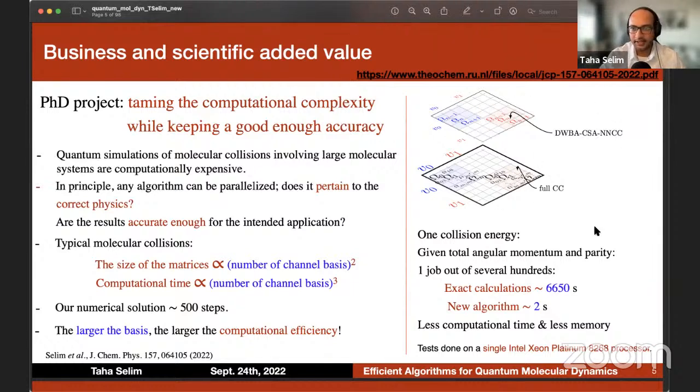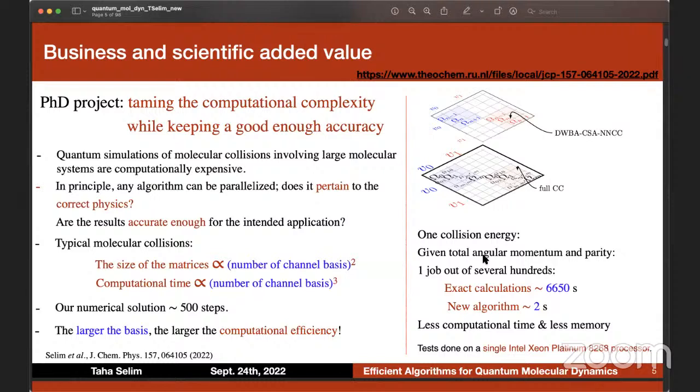Here we see a diagram, which I will explain shortly, for our algorithm. We see here in the lower plane the full exact calculations, and in the higher plane our algorithm. We would imagine that for one energy only, to simulate the collision for one energy, given a total angular momentum quantum number and the parity, which I will also explain later, but I'm giving an example of how the algorithm is working.